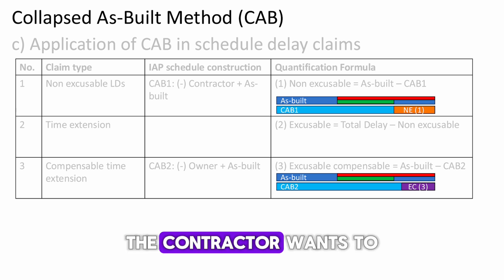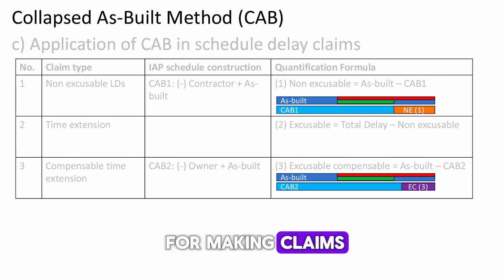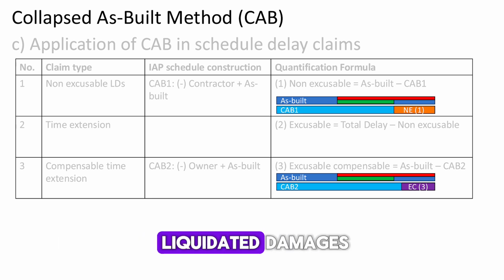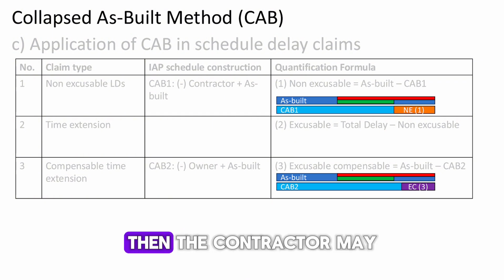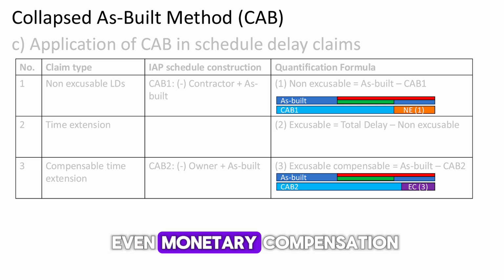In such cases, the contractor wants to identify which delays are excusable and which are not for making claims. If a delay is non-excusable, meaning the contractor is responsible, then the owner may be entitled to assess liquidated damages. Conversely, if the delay is excusable, such as those caused by weather events or owner actions, then the contractor may be entitled to a time extension, or in some cases, even monetary compensation.